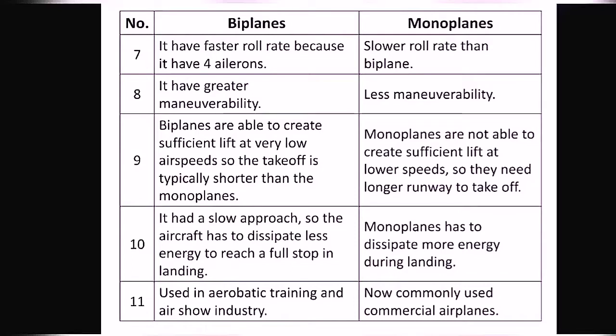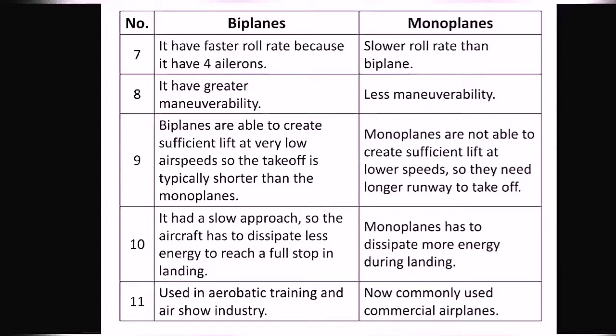Biplanes having two wings means four ailerons. These four ailerons give more stability during the rolling action. So the biplane can turn faster than the monoplanes. Comparatively, monoplanes have a slower roll rate. The stability is high in biplane. So it has greater maneuverability, but monoplanes have less maneuverability.